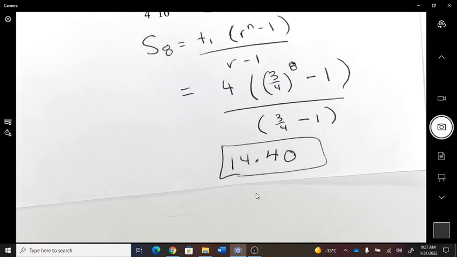Oh, you need another bracket. See how I have a bracket? So you need two brackets. 4 bracket, 3/4 bracket to the 8th, minus 1, and then bracket, divide by bracket, 3/4 minus 7.